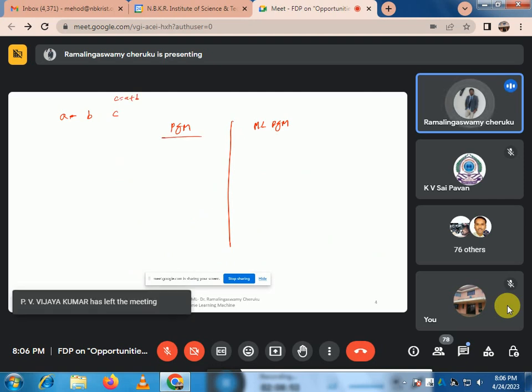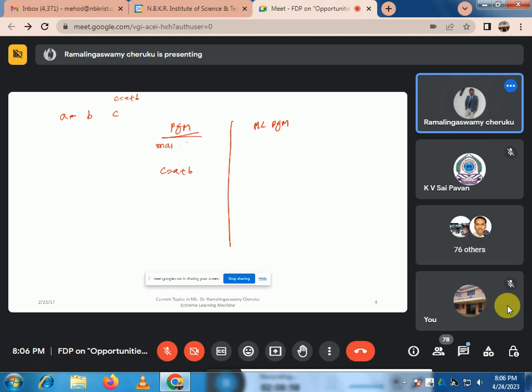How will you write a typical program? You will write C is equal to A plus B. This is a normal program. Suppose if I write it in simple language, everybody knows. But what is a machine learning program? It's a piece of code. That's it. C is equal to A plus B. There are some lines of code. We'll talk about what these lines of code are.